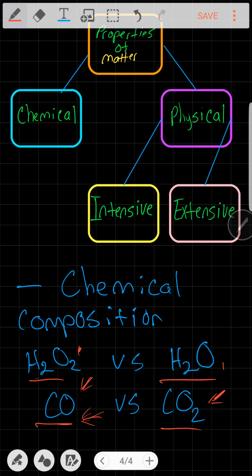And because of those arrangements and because of those atoms involved, they're going to have different properties. And we can track those properties and then use those properties to identify them. So if I had a glass of hydrogen peroxide, H2O2, and then I had a glass of H2O, would you think it's important to know the difference between the two of them if they weren't properly labeled?